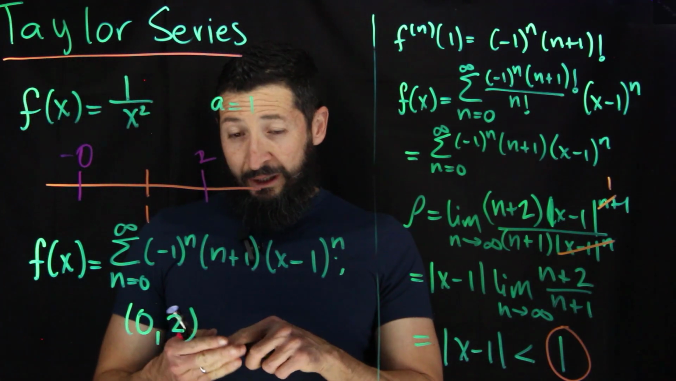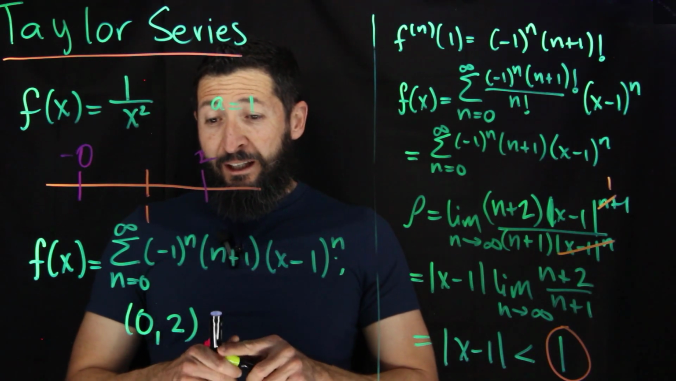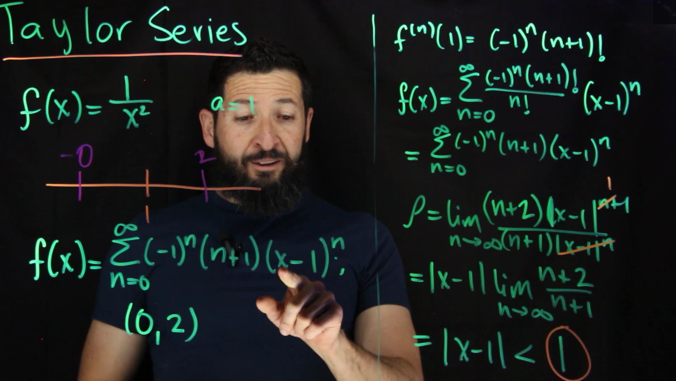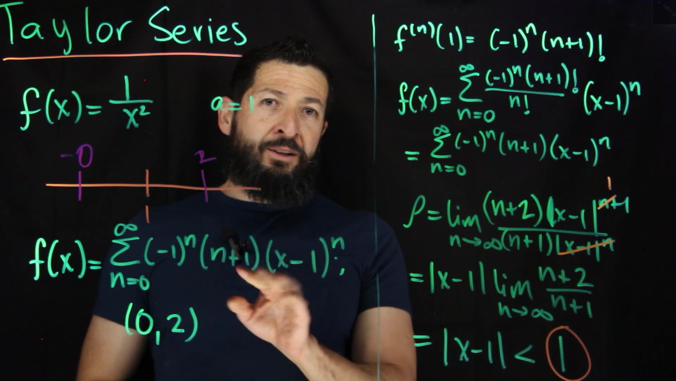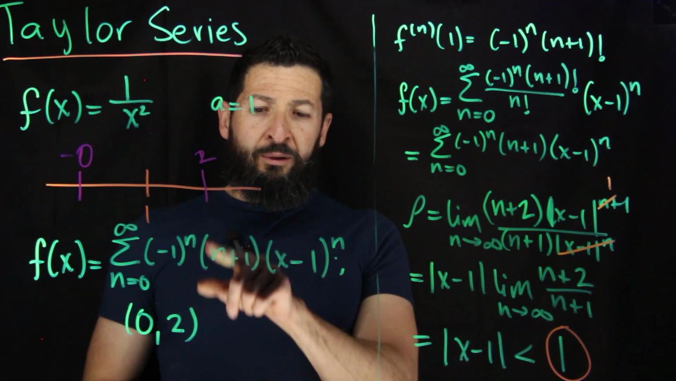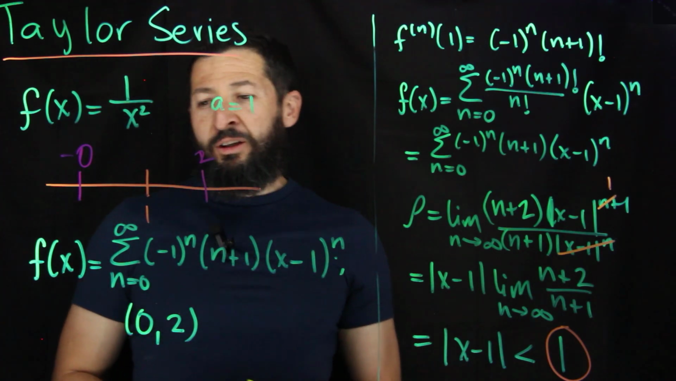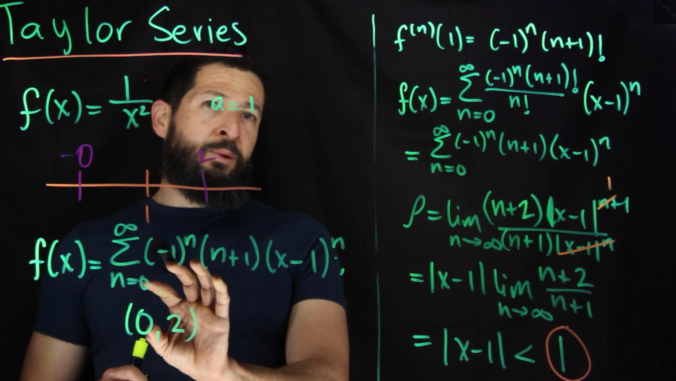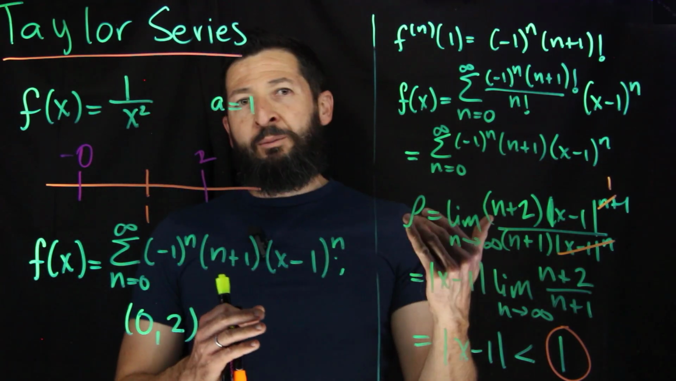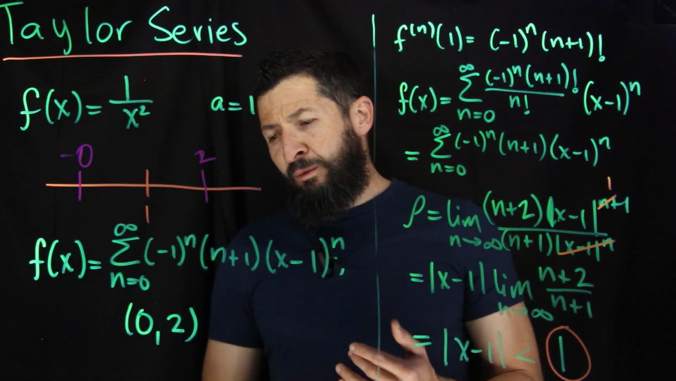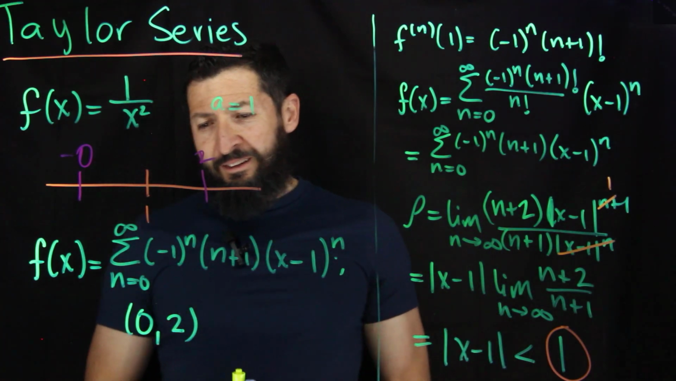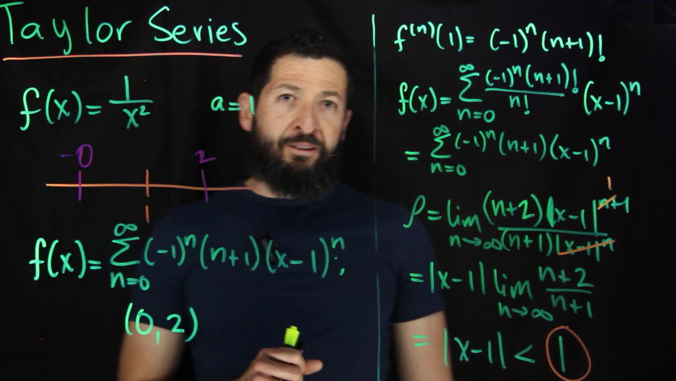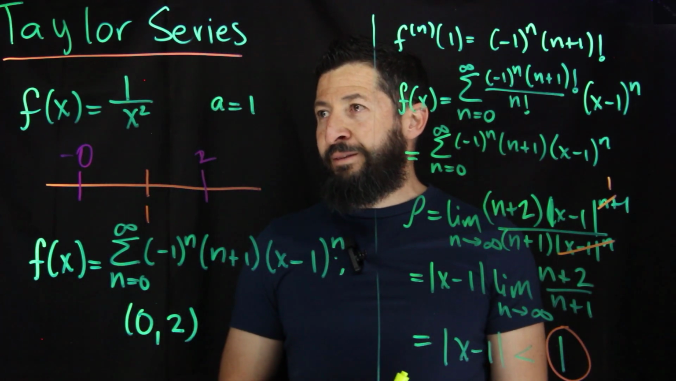Now, I do still have to test the endpoints. However, notice that whenever you have either 0 or 2, you're going to have a series whose terms do not go to 0. So it's going to diverge there. Nothing to test really. If I had, say, a 1 over n plus 1, then at least on one endpoint I would have a conditional convergence. But in this case, it's just going to diverge at both endpoints. So that's going to be our interval, and that's going to be the expansion that we have.